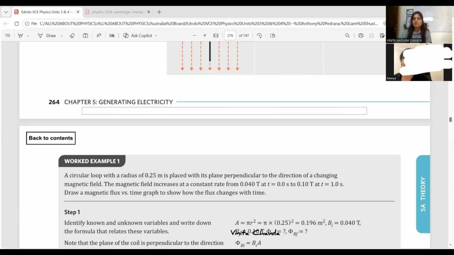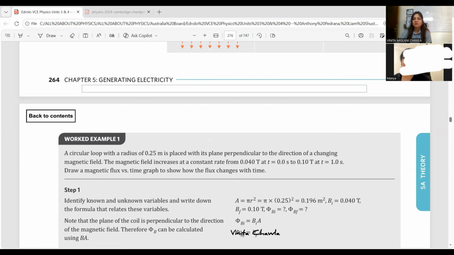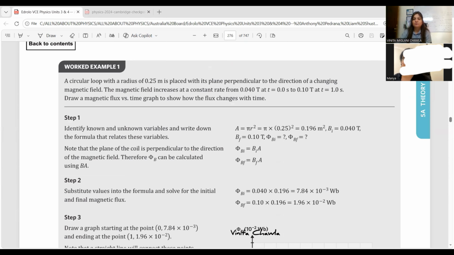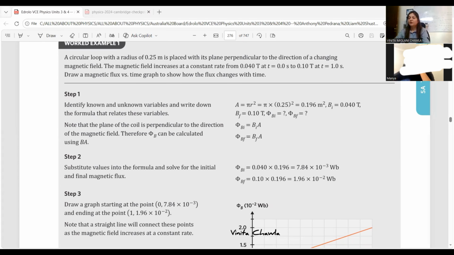Now we have a question based on this. In this question, we have a loop and radius is given. So we can easily find the area of the loop, right?